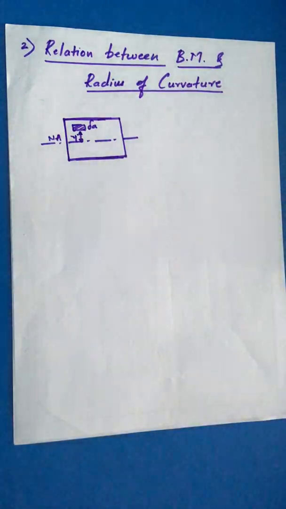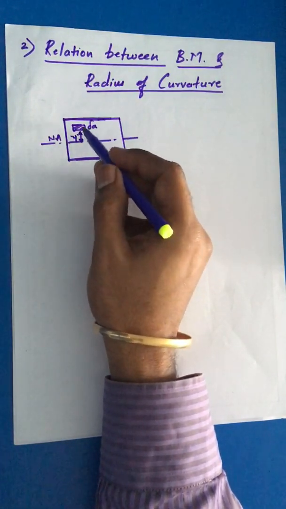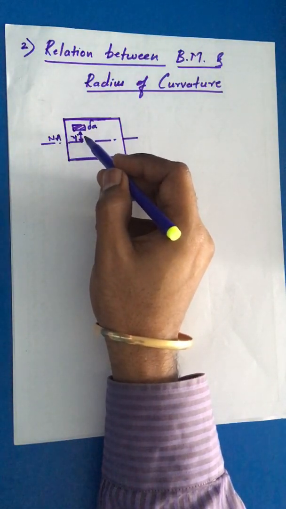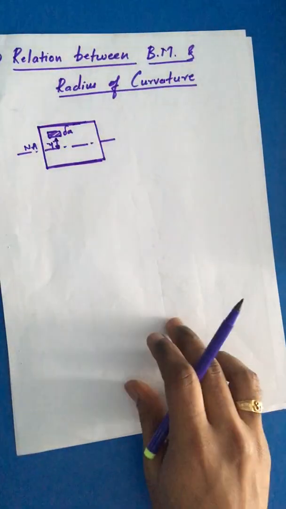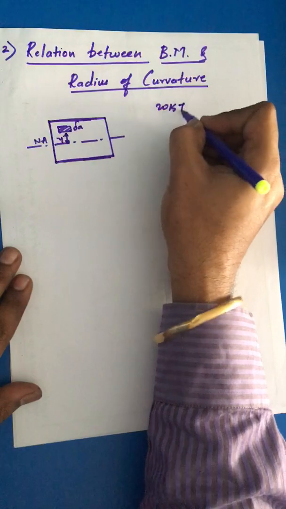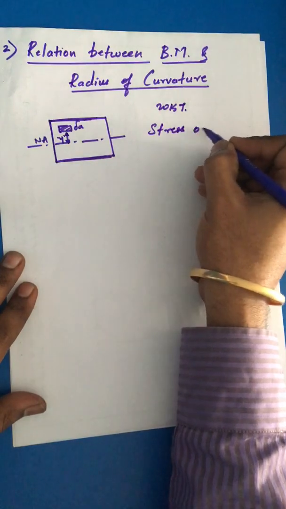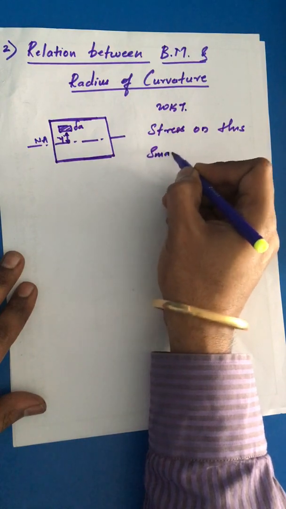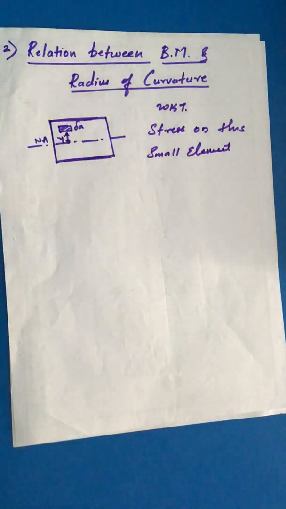a beam here, and let this be the neutral axis of the beam, this axis passing here, and let us consider a very small section of area delta A, which is at a distance of y from the neutral axis. Okay. Now this is a very small elemental area, as I said. Now we know that stress on this small element, I am talking about this small element. Okay. What will it be?